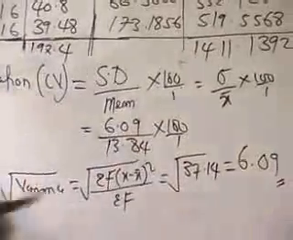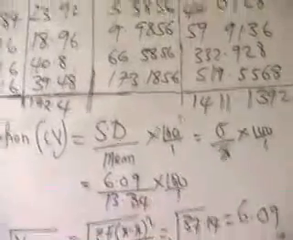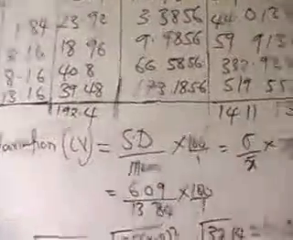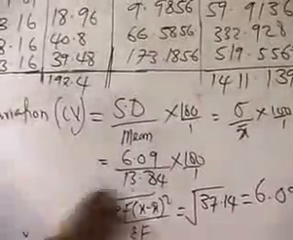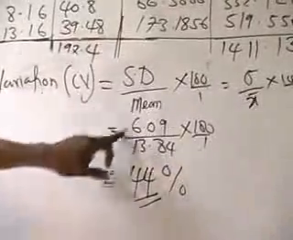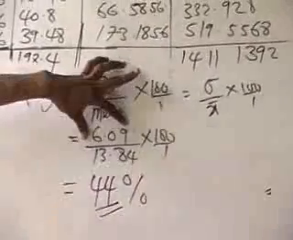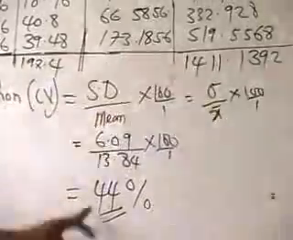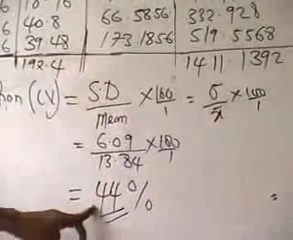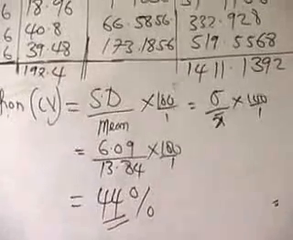Our standard deviation we just calculated is still on the board. This is here. Our mean, which we calculated previously, is 13.84. Having done that, we're not going to use a calculator to get the answer. So 6.09 divided by 13.84, this divided by this, times 100, will give us approximately 44%. So that's the answer.